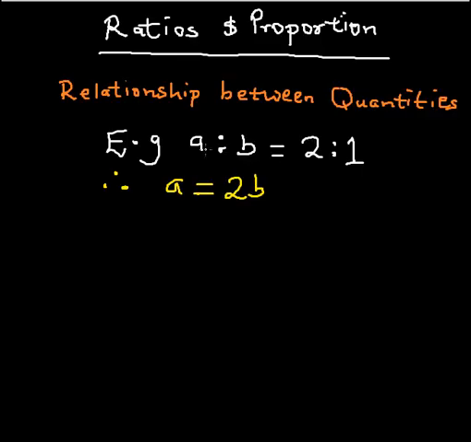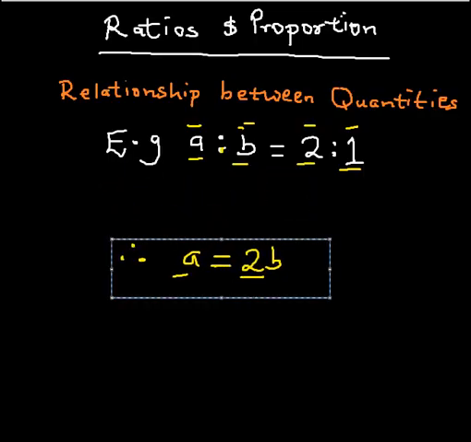Now for example, if I have A and B in the ratio of A is to B, that ratio simply means that A is to B is 2 is to 1. Now, what does it mean? It simply means that A is actually greater than B by 2, because the ratio 2 here is for A, while the ratio 1 is for B. So for every value of B, A is always 2 times B. That's exactly what that ratio means.